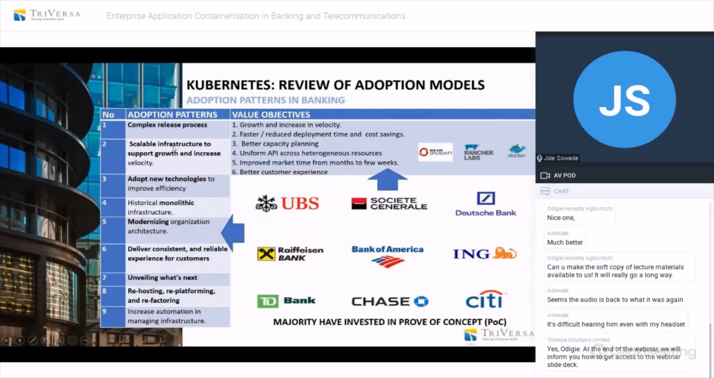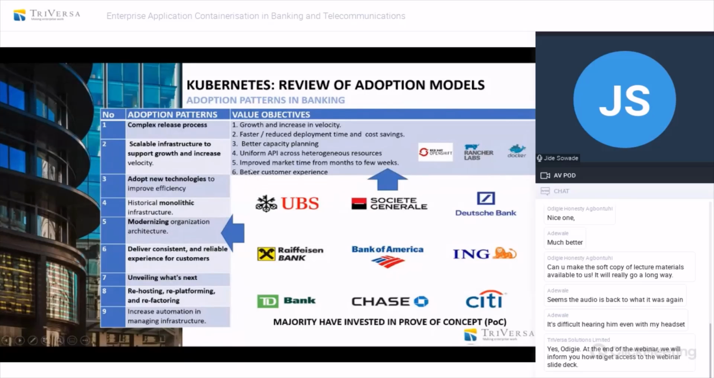The first one is around complex release process. They're trying to improve on the complex release process that they have. They're trying to scale the infrastructure to deliver the kind of growth and velocity they want around the business. They're trying to effectively move away from historic monolithic infrastructure. They want to modernize. They are often looking to put together and unveil new technologies and new solutions, leveraging those kinds of faster flow type solutions. So these are some of the pre-adoption patterns that we're finding in the banking sector.